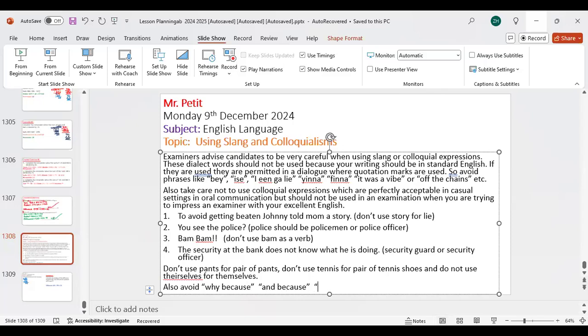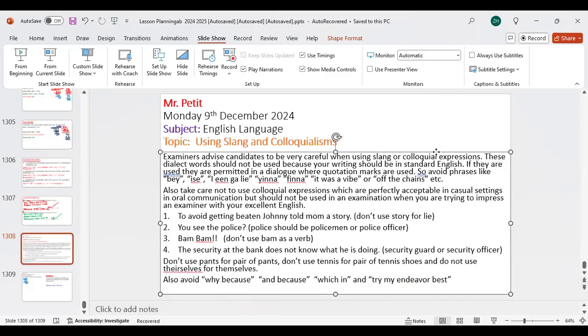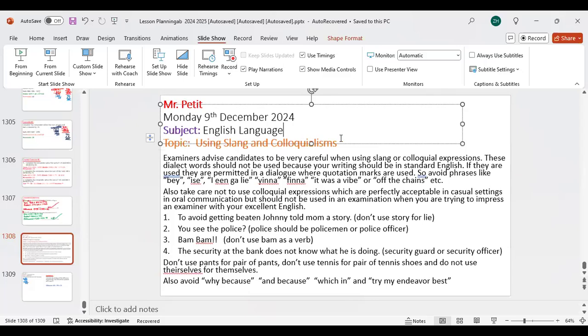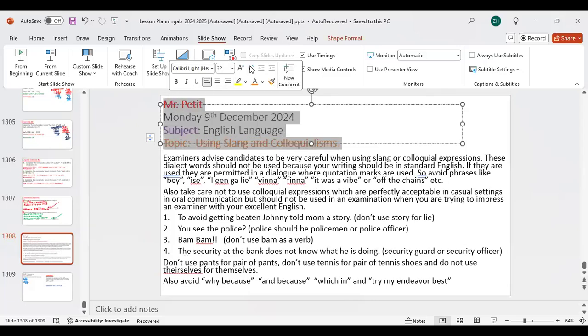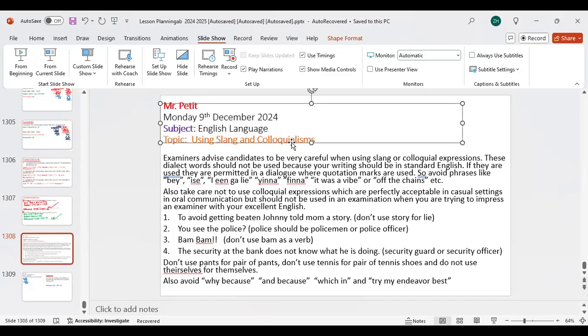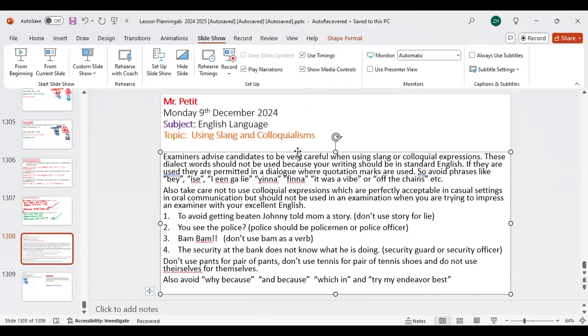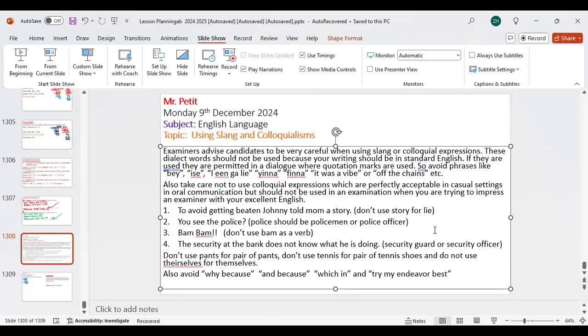Avoid which in. We like to use that, boy. And try. Ain't it supposed to be in which? Thank you. Try my endeavor best. I don't even know what endeavor means. You know people that say that. Why is that wrong? Because I'm guessing endeavor means best already. You know what endeavor means? No, sir.